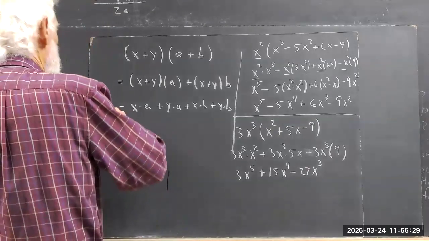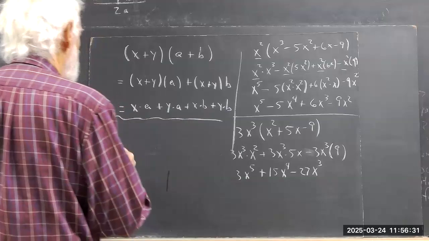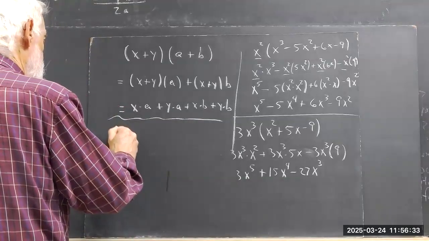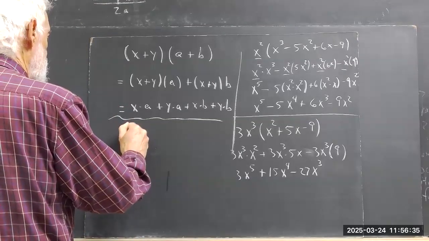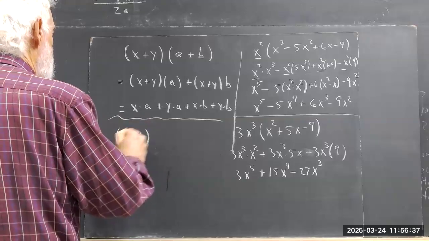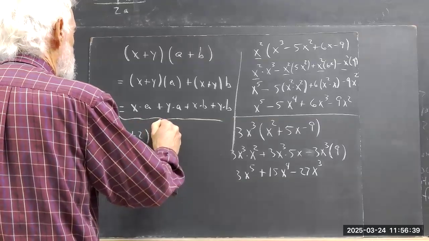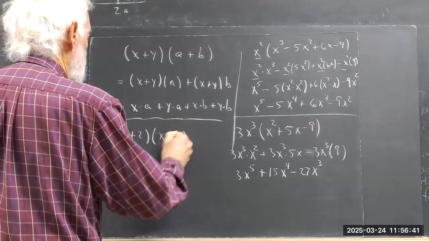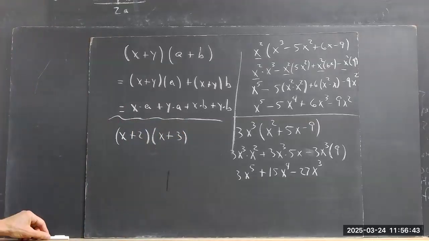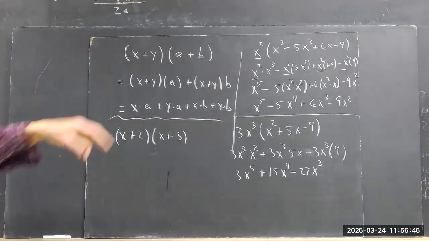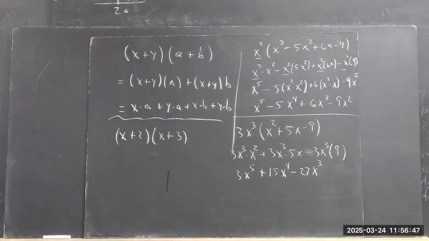So I'm gonna ask you to write this one. I'm gonna have some numbers on this. I'm gonna ask you x plus 2 times x plus 3. Yeah, just like this.